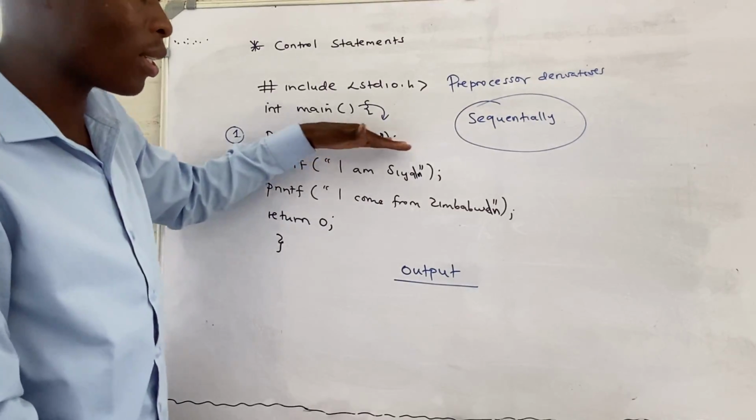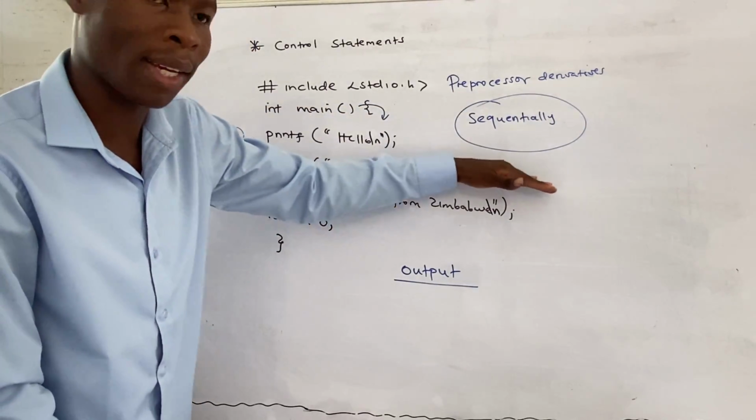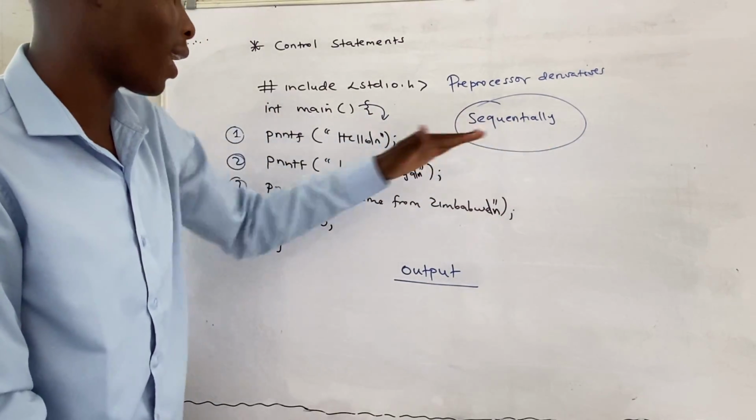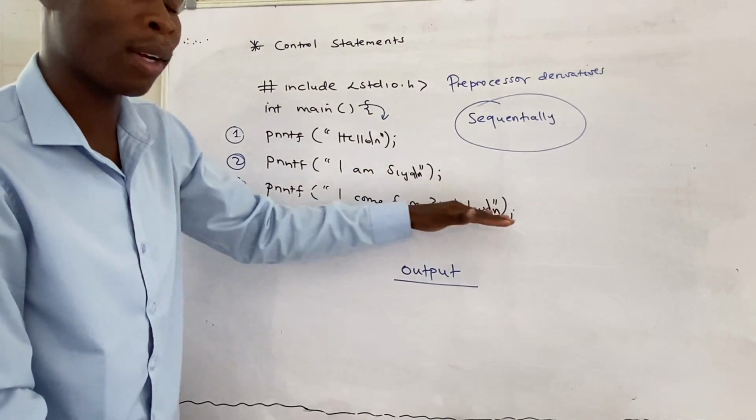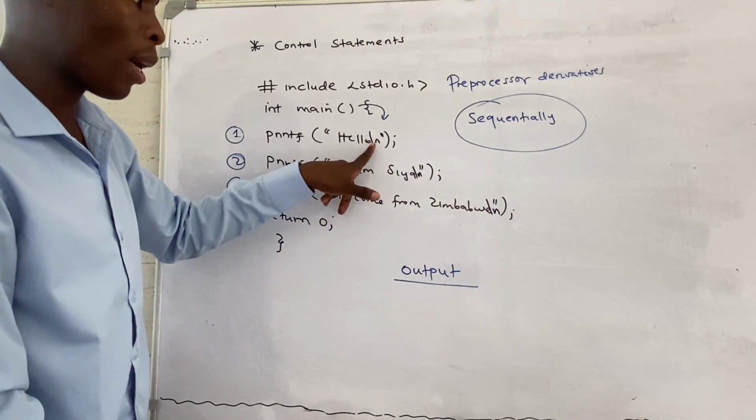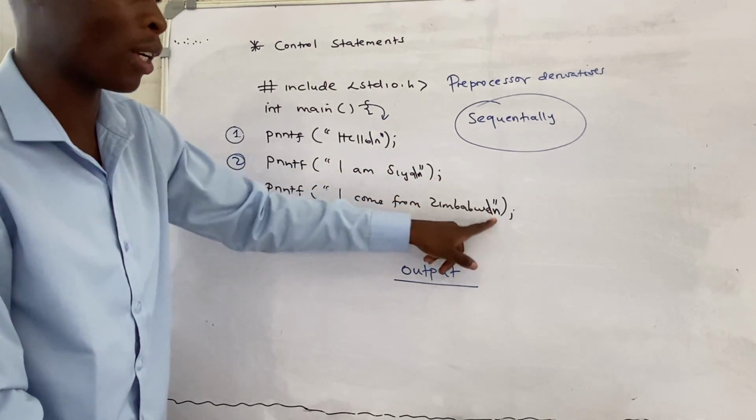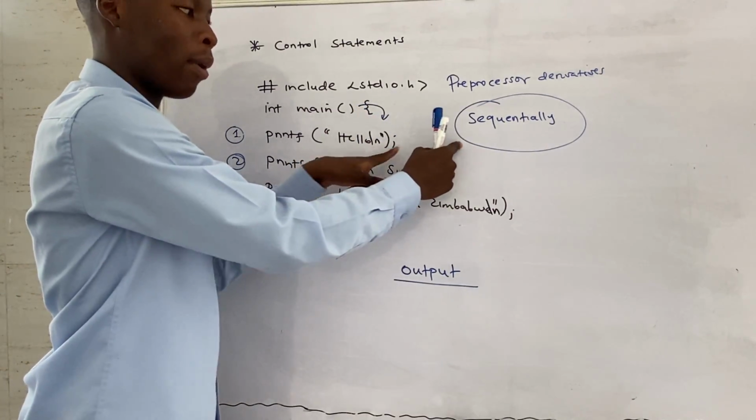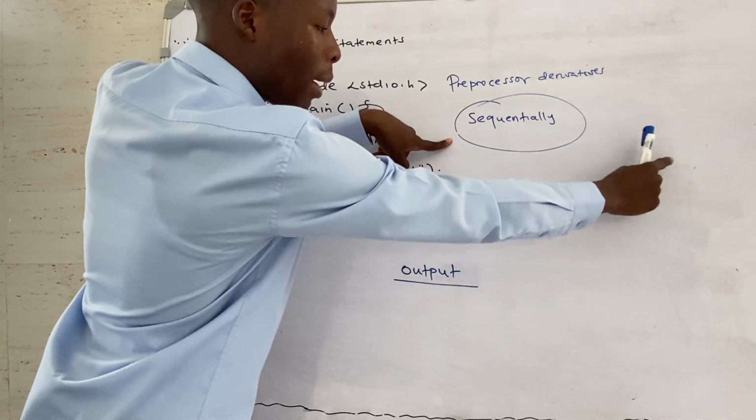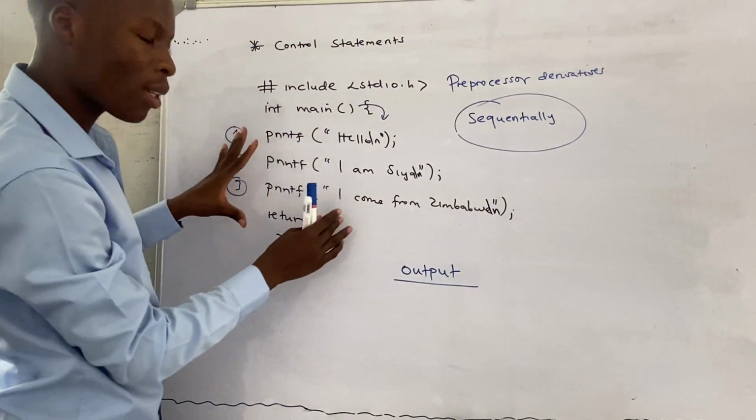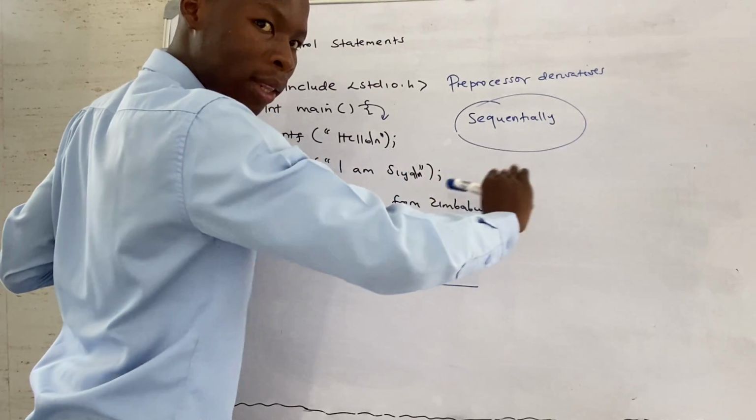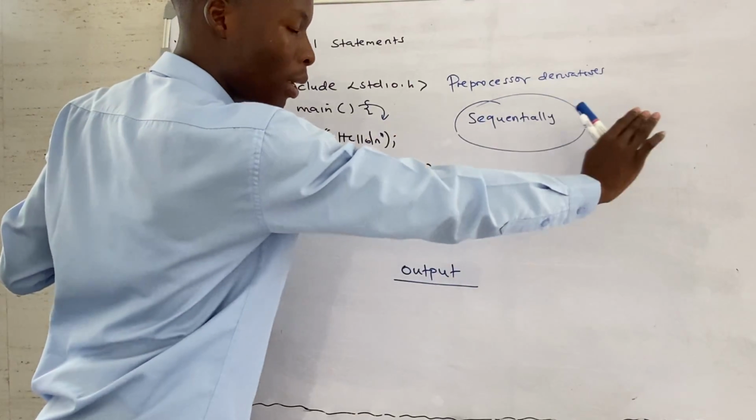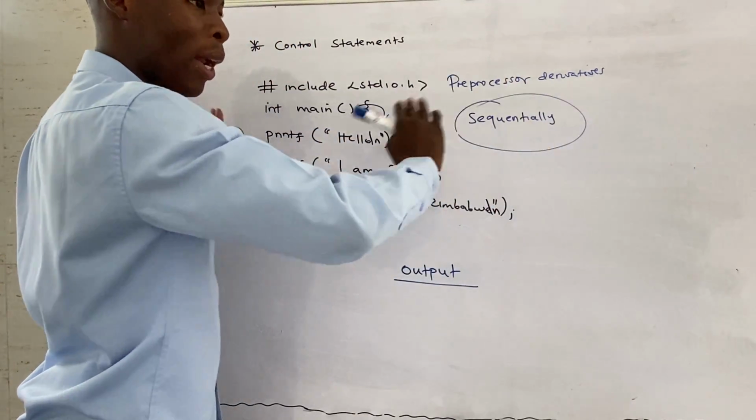So this is printed in one line. This is also printed in another line, and this in a third line. But if you remove this \n, hello will come first, and after hello, directly "I am C" will come, and after that, "I come from Zimbabwe" will also come. So the three statements are going to be printed in the same line, one after the other.